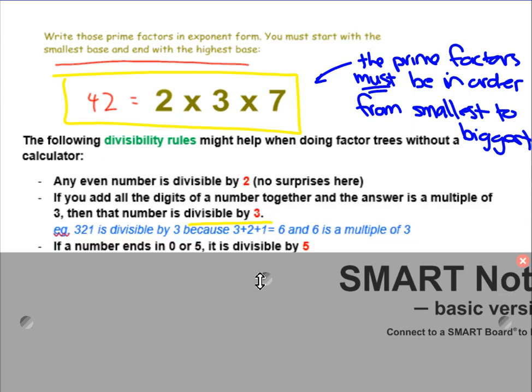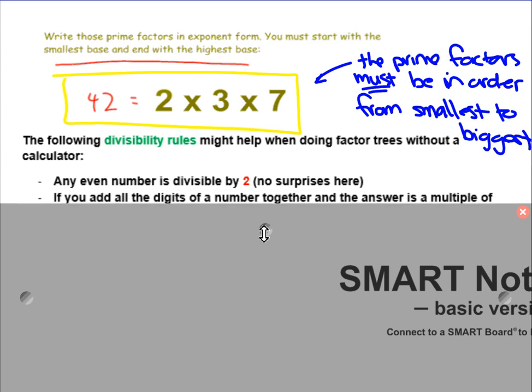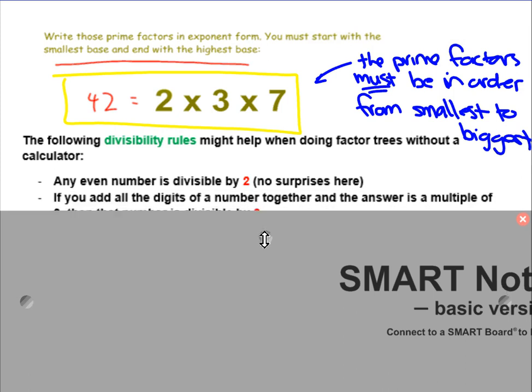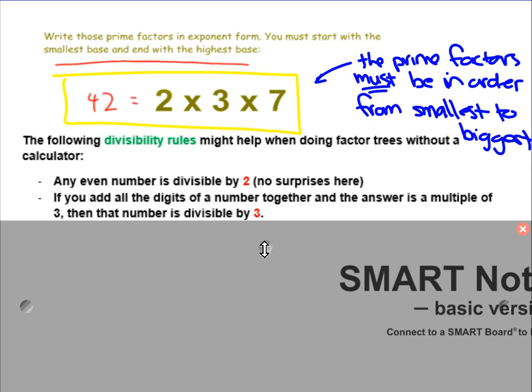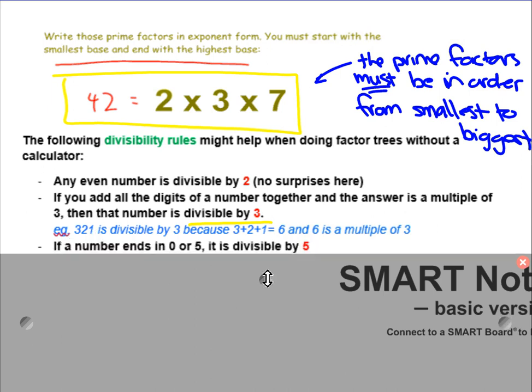There's some more down here too. So any even number is divisible by 2. No surprises there. If you add all the digits of a number together and the answer is a multiple of 3, then the number is divisible by 3. Hopefully you're familiar with that by now. That's always good to remember. Here's a little example, e.g. 321, you might look at and go, I don't know what that's divisible by. But it is divisible by 3 because 3 plus 2 plus 1, the sum of the digits, is 6, and 6 is a multiple of 3, which means that this number is a multiple of 3. If a number ends in 0 or 5, it's divisible by 5.